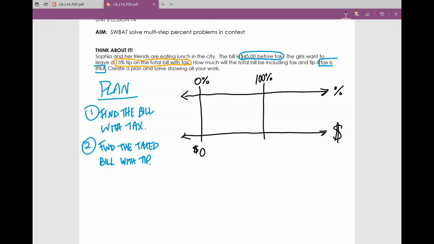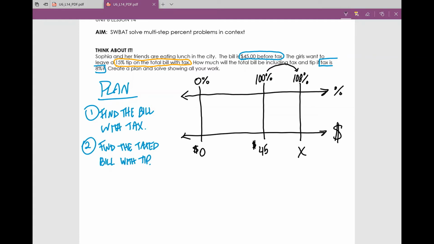And how much are we adding on to 100%? It says find the bill with tax. Tax is 8%. So 8% is going to be over here at 108%. That represents the bill with tax. We don't know what that is, so that's going to be our X. And then what we do know is that $45 is the whole it's based on.